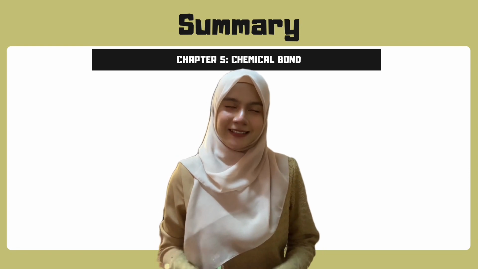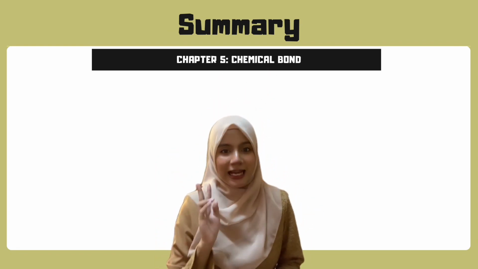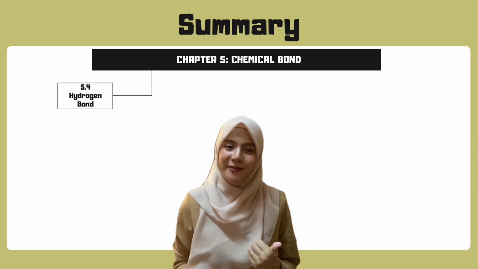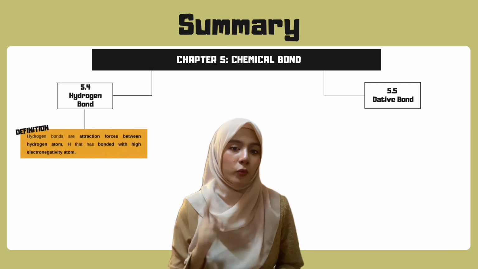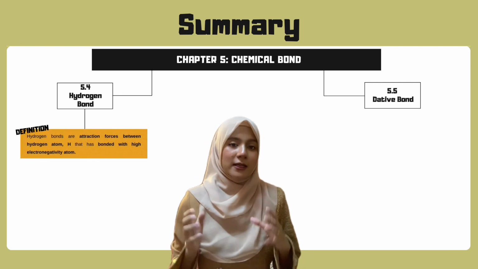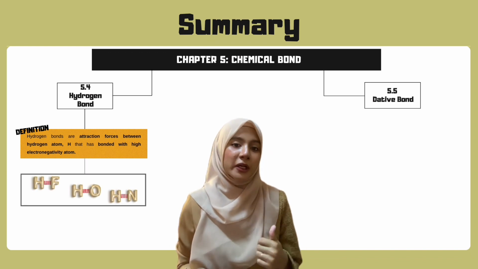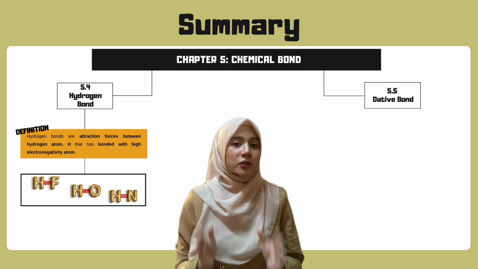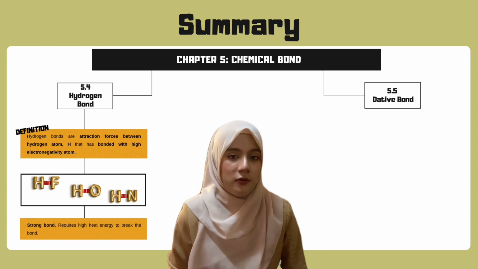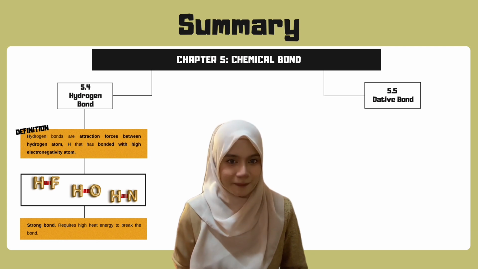Here we go again, summary time. So today we have learned about another two bonds, which are hydrogen bond and dative bond. Hydrogen bonds are formed when one hydrogen atom is attached to one high electronegativity atom such as fluorine, oxygen or nitrogen. And hydrogen bond is a strong bond, so to break the bond, a high heat energy is needed.